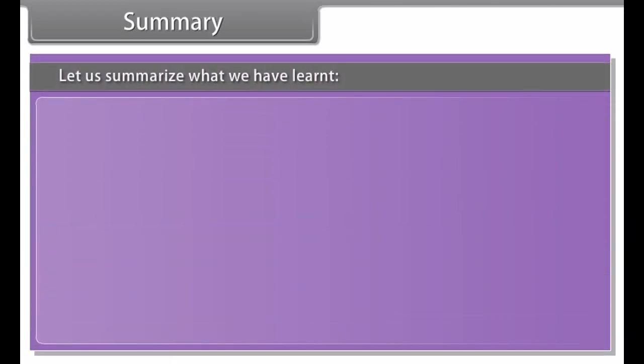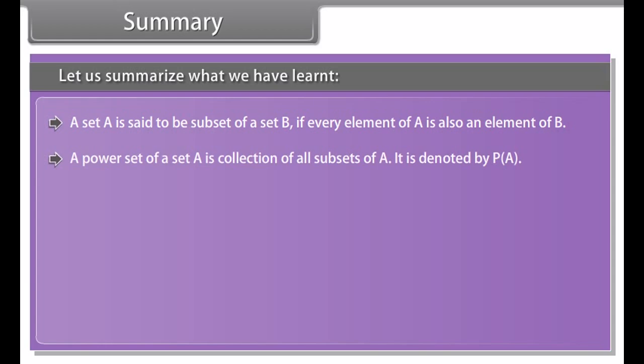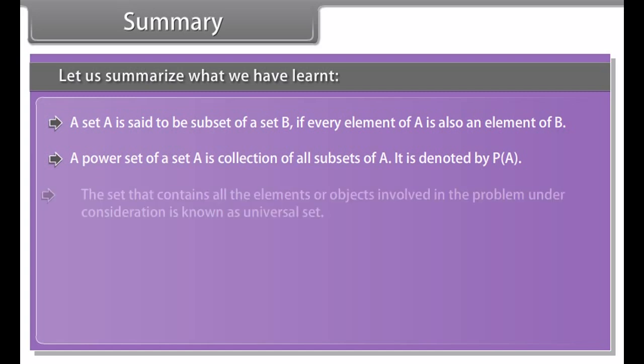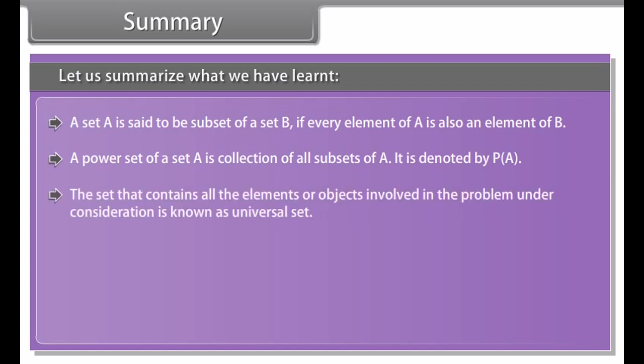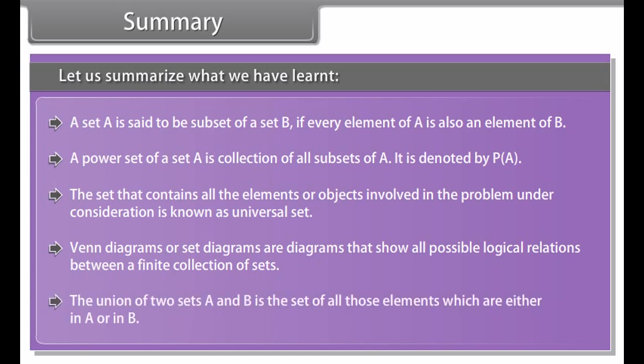Let us summarize what we have learned. A set A is said to be a subset of a set B if every element of A is also an element of B. A power set of a set A is the collection of all subsets of A. It is denoted by P(A). The set that contains all the elements or objects involved in the problem under consideration is known as the universal set. Venn diagrams or set diagrams are diagrams that show all possible logical relations between a finite collection of sets. The union of two sets A and B is the set of all those elements which are either in A or in B.